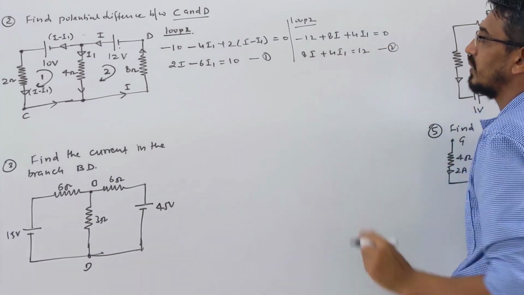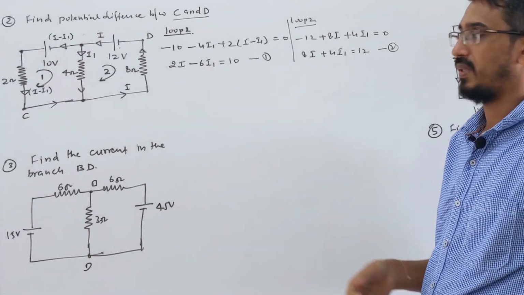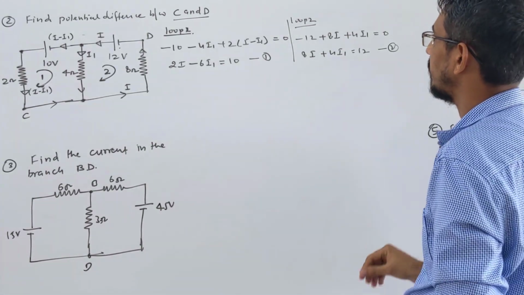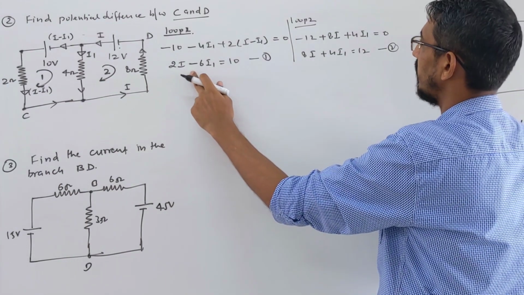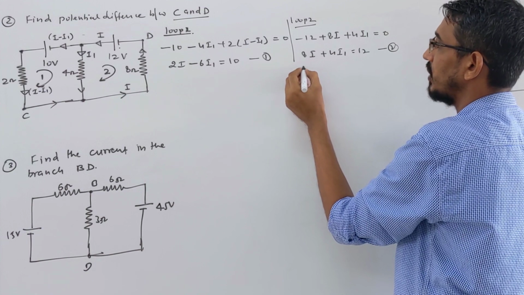This is the second equation. So you have to simplify these two equations and get our unknowns. The unknowns are I and I1. That's fine. So what is the simple way? In this equation I multiply by 4 and put it down here.